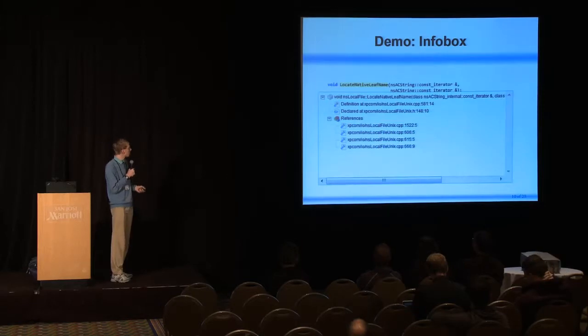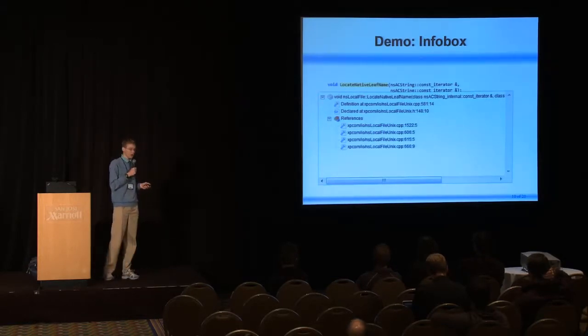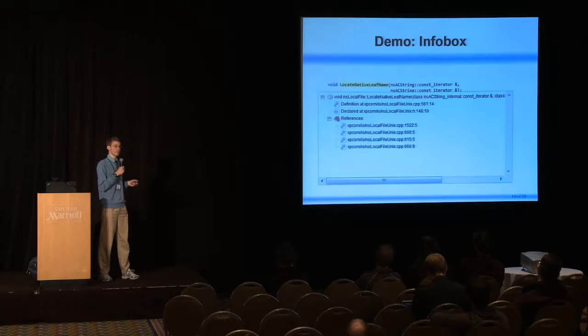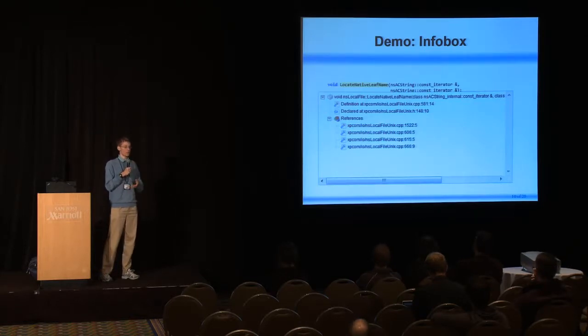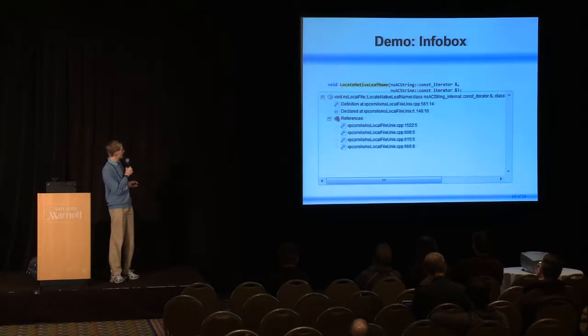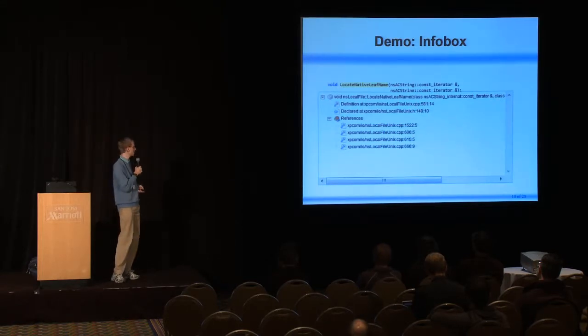So, for example, this NSAC string is actually defined to be NSAC string internal via a macro. And it will also tell you where this method is defined and all of the places where it's declared, because several times functions can have several declaration places. And if you want to know which header file you have to include to get this function definition, just include ns-localfile Unix and you will get the declaration that you need.